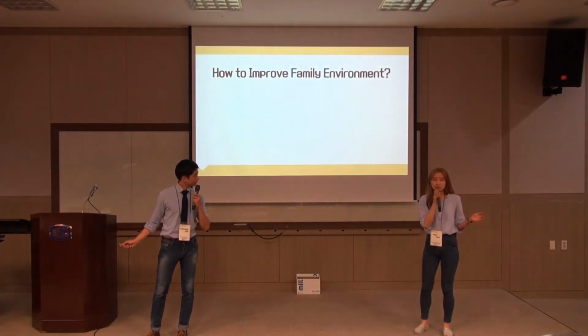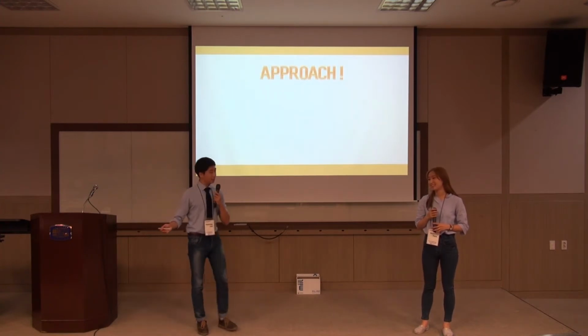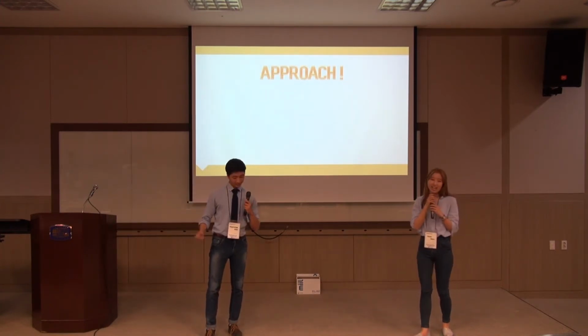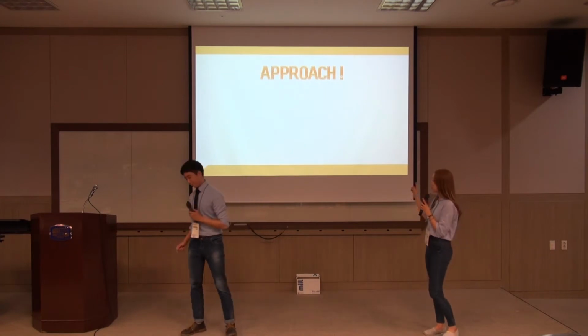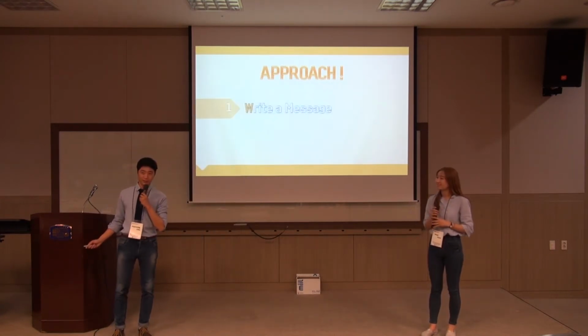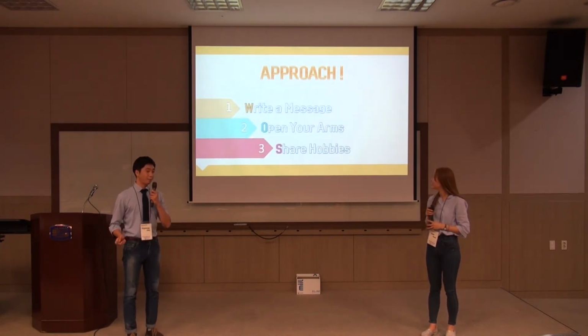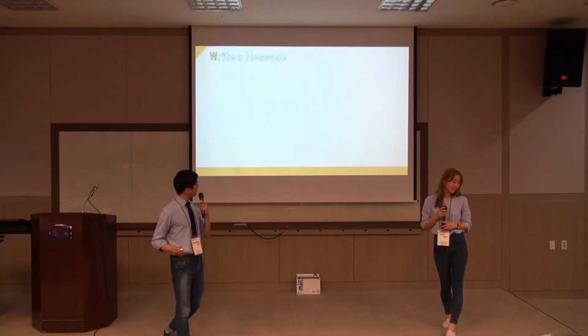Well, we should approach our family members first. Hey, come on, Sammy, we all acknowledge that, but how? Alright. Here are 3 specific aspects of the way to approach your family members. First, write a message. Second, open your arms. Third, share hobbies. Okay, then first, write a message.